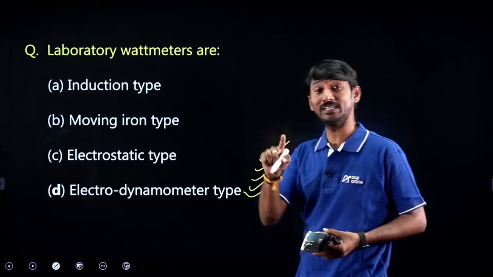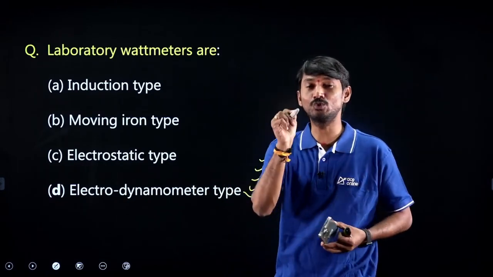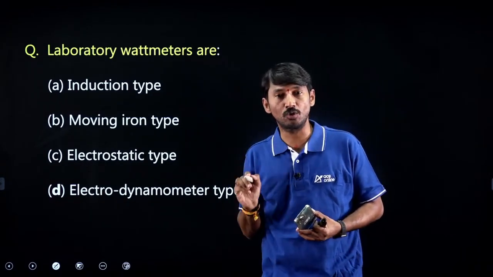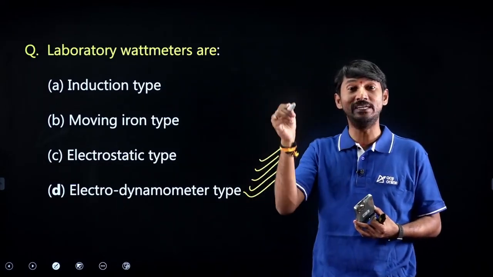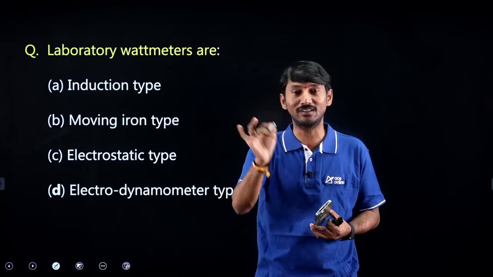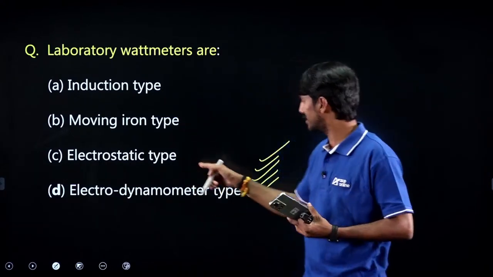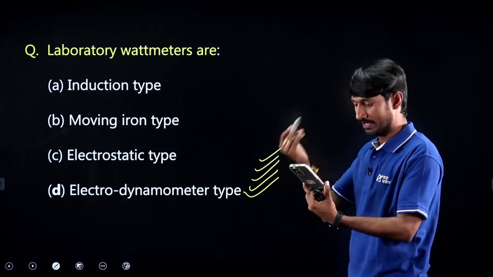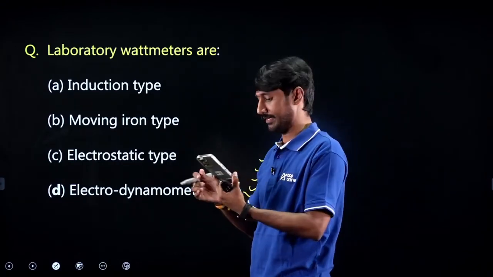electrodynamometer type. That's why in the concept also I generally use one terminology: EMMC instrument is also called an electrodynamometer type instrument. That is used as a wattmeter in general in laboratory applications. Yes, that only, electrodynamometer type. Very good. Everyone gave the correct answer for this.